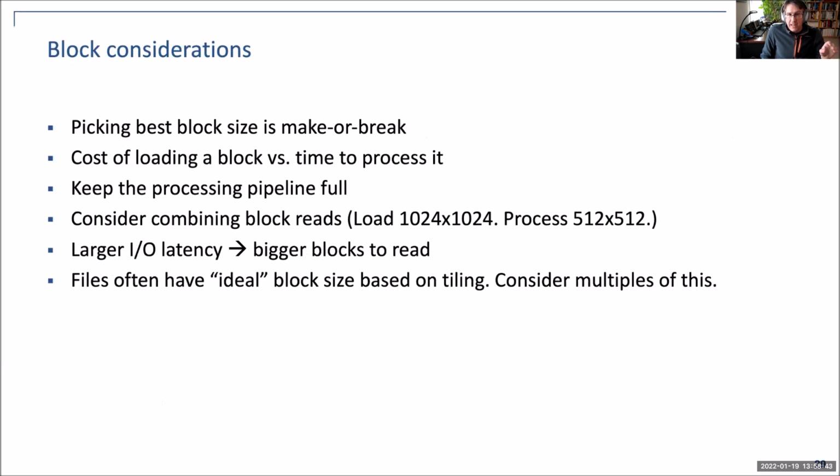Normally, you'll want to pick blocks that are the same size as the tiling in the file. Occasionally, you'll want to get power of 2 fractions or multiples of the tile size if they're unusually large or small. That way you can optimize for file access time and try to balance that with the amount of time that it takes to process that amount of data. So you don't want to have a starved file IO pipeline, and you don't want to have a starved processing pipeline.